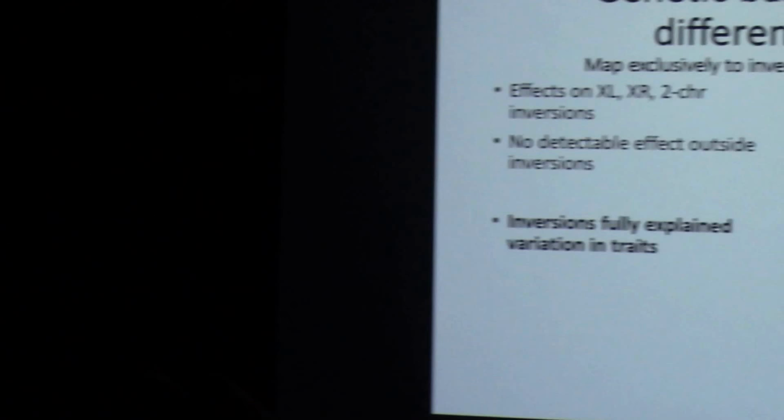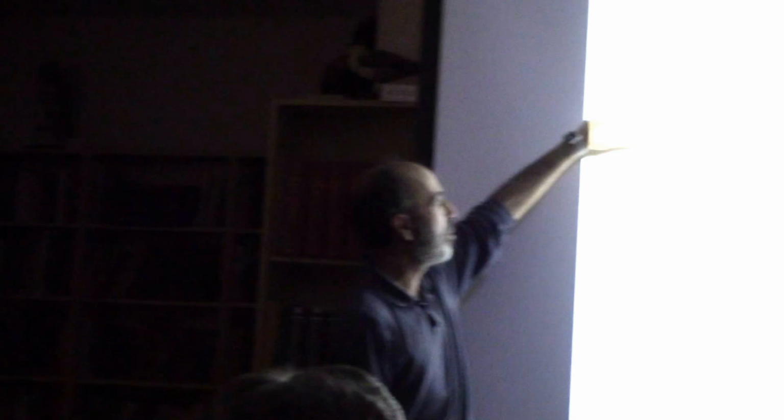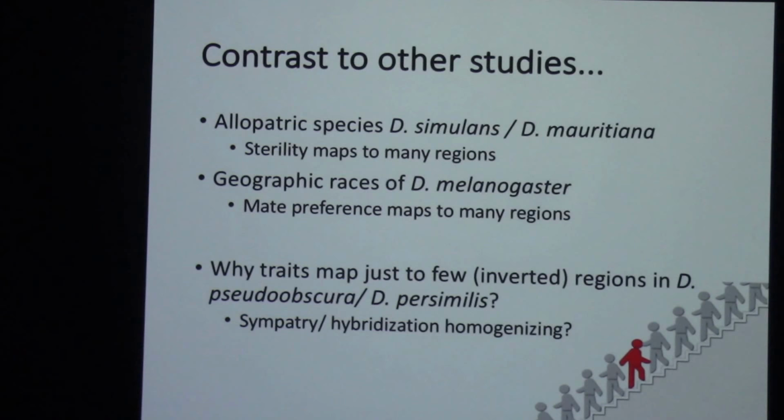This also was surprising because it contrasted some earlier studies. There were some studies just shortly before this in Drosophila simulans and mauritiana, which by the way are allopatric species, where sterility mapped like all over the genome. Basically, you took any little segment from one species to the other, made it homozygous, and it was associated with sterility. We took a bunch of segments from one species to the other, even big segments, and put them from one species to the other. There was no inversion. It was fine. Even when homozygous, they're fine. With the geographic races of melanogaster, mate preference mapped again throughout the genome.